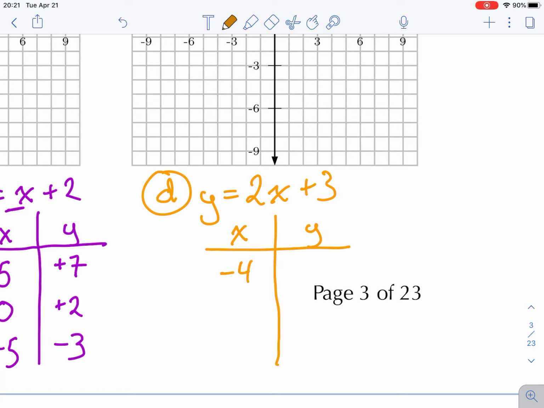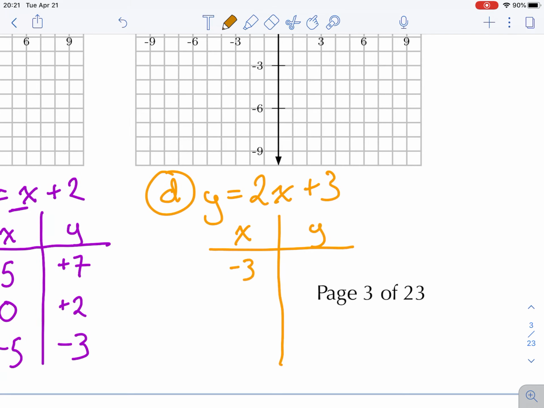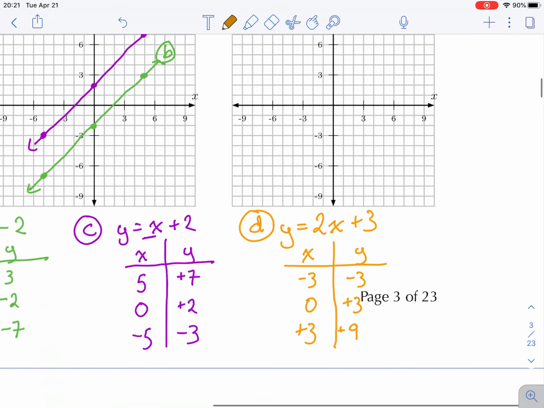For x, I'm going to choose negative 4. Nope, I can't do negative 4. I'm going to have to do negative 3. Yep, 0 and plus 3. So I put negative 3 in for x. 2 times negative 3 is negative 6. Negative 6 plus 3 is negative 3. Put 0 in. 2 times 0 is 0, plus 3 is plus 3. I put 3 in. 2 times 3 is 6. 6 plus 3 is 9.